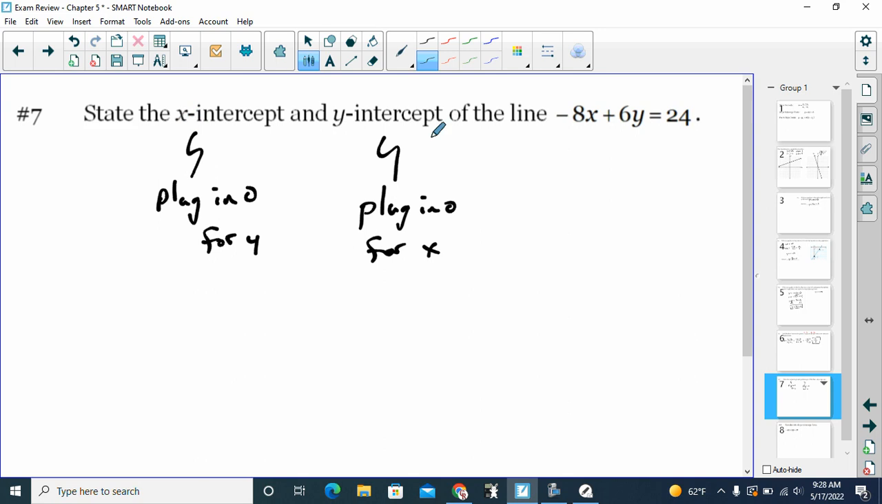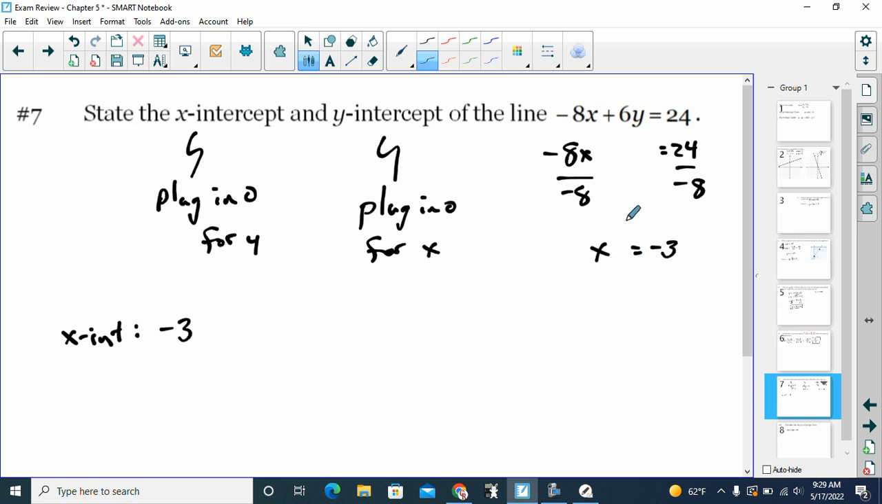So to get my x-intercept, I'm putting 0 in for y. So this is going to say -8x plus 6 times 0 equals 24. Well, 6 times 0 is just 0, and -8x plus 0 is just -8x. So the y's go away there, and I can divide both sides by -8 and solve for x. 24 divided by -8 gives me -3. So my x-intercept is -3.